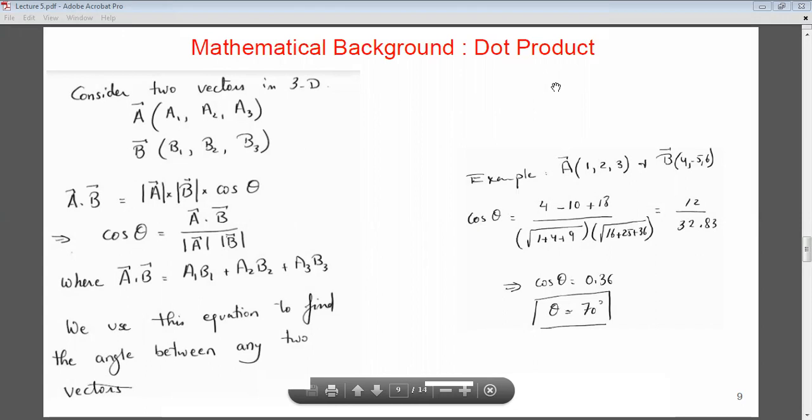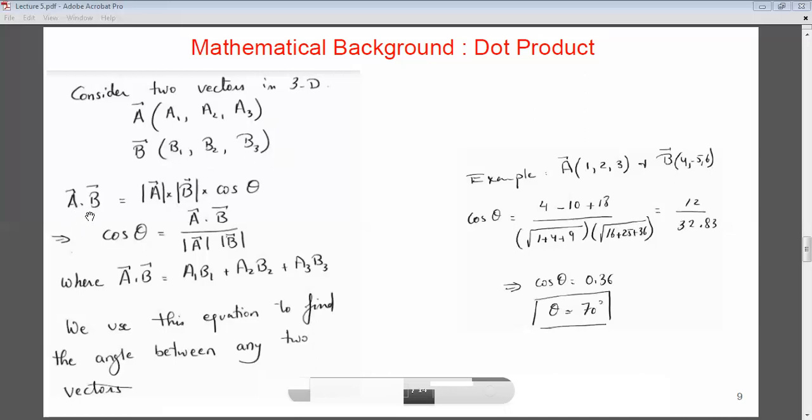And these days, it's super easy just to Google something like dot product of 2 vectors, and then you can get all the information you want. But now I'm doing the revision with you for the dot product because there is a problem I want to solve with you, but we cannot solve it if we don't review the dot product. So consider 2 vectors in 3D. Vector A has components A1, A2, A3, and vector B has components B1, B2, and B3.